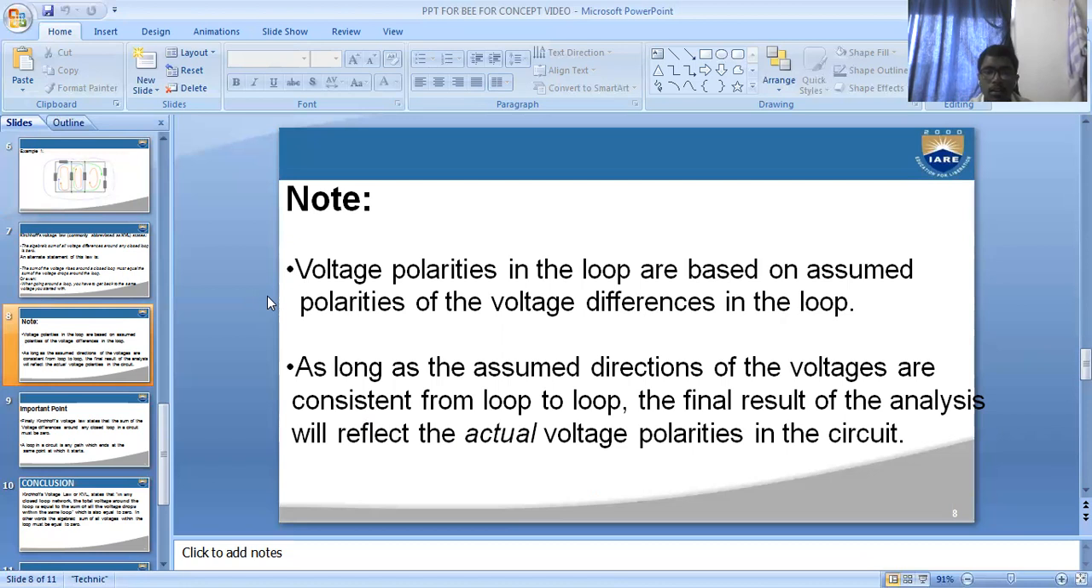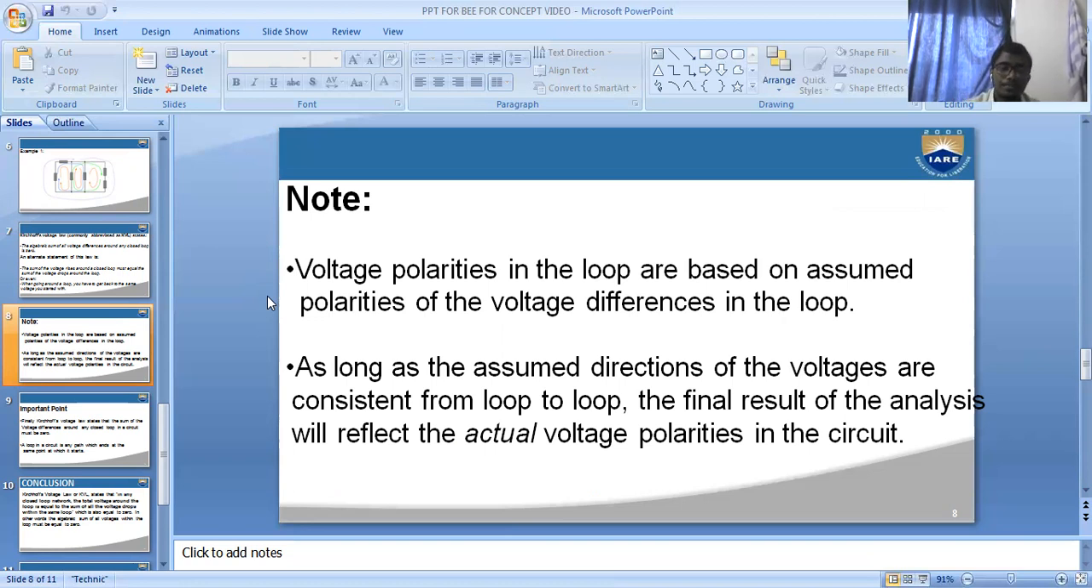Voltage polarities in the loop are based on assumed polarities of the voltage differences in the loop. As long as the assumed directions of the voltages are consistent from loop to loop, the final result of the analysis will reflect the actual voltage polarities in the circuit.